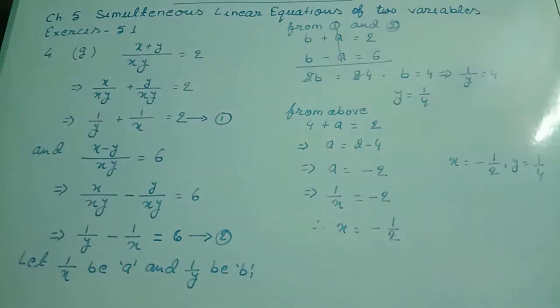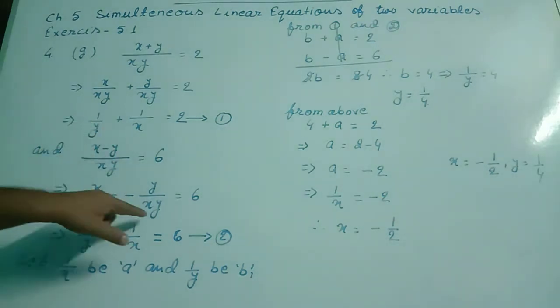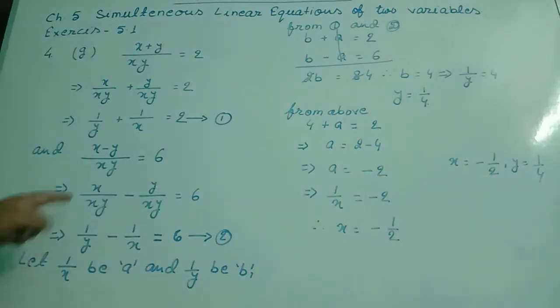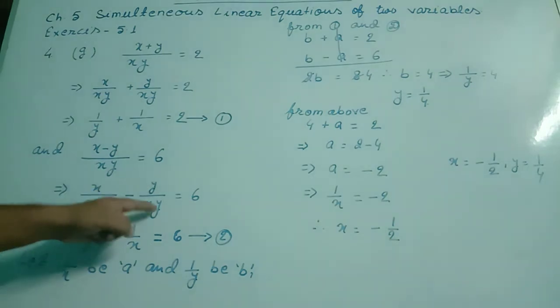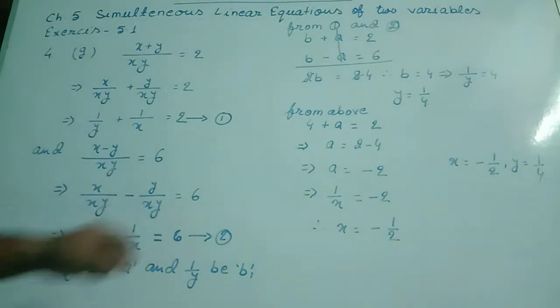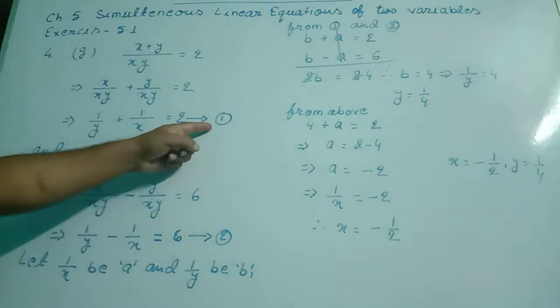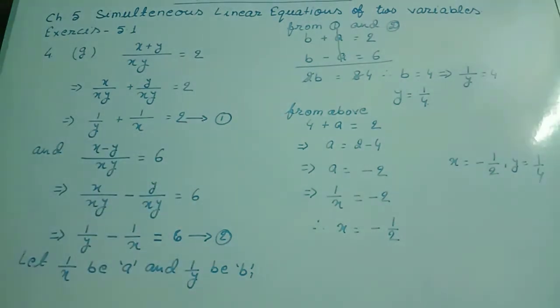equation number 1. Now I have used the other equation, that is (x minus y) by xy equal to 6. In this equation also I have separated these two terms with xy. So it will be x by xy minus y by xy equal to 6. X cancelled, 1 by y minus, y cancelled, 1 by x equal to 6. Equation number 1 and equation number 2.